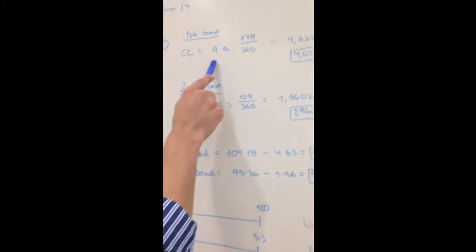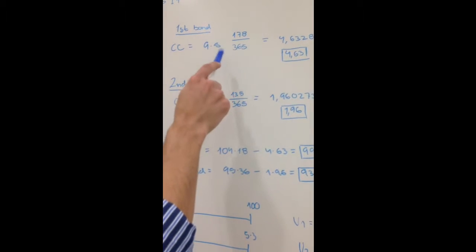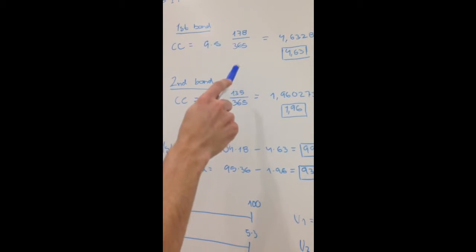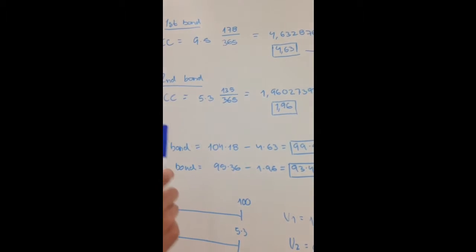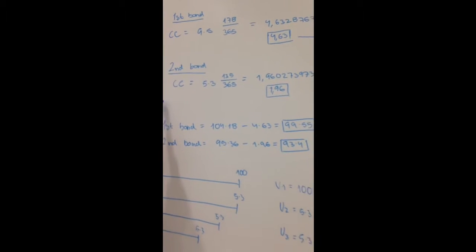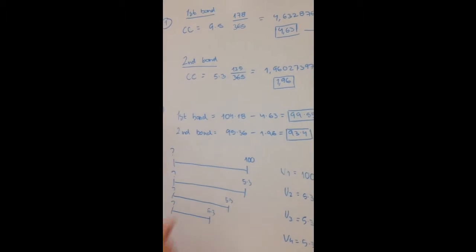Question 1: they ask us to calculate the accrued interest amounts for both of the bonds. First, we need the rate of the bond and then multiply it by the time given, which is from the last payment made in the bond until today. For the first bond, we have 9.5%, multiplied by 178 divided by the number of days within a year. We obtain 4.63, and for the second bond, we obtain 1.96.